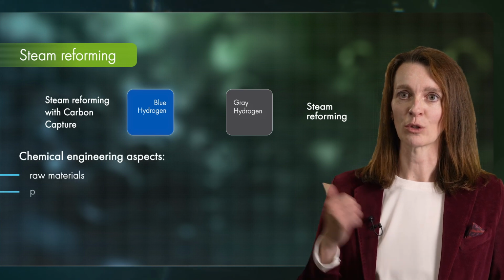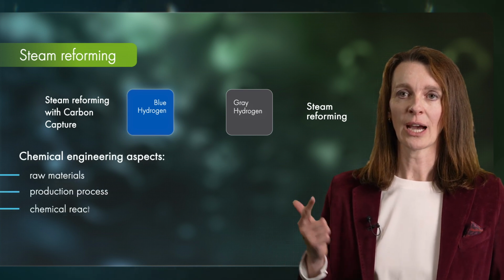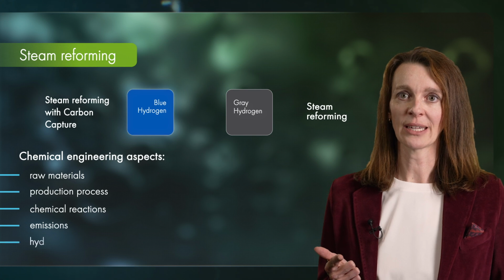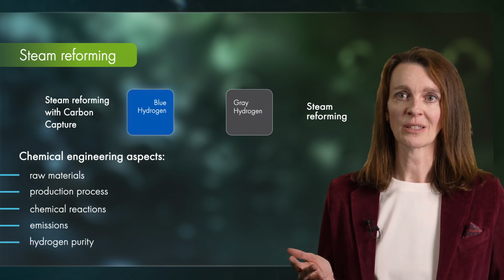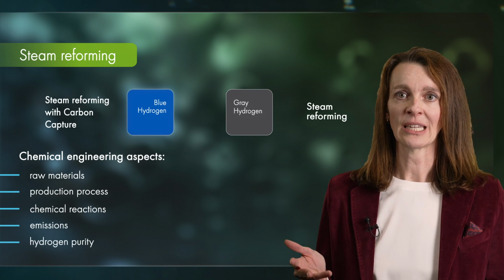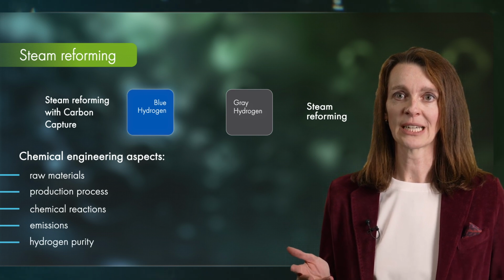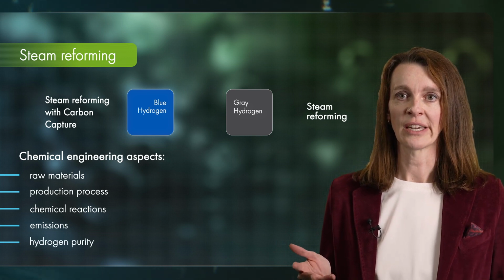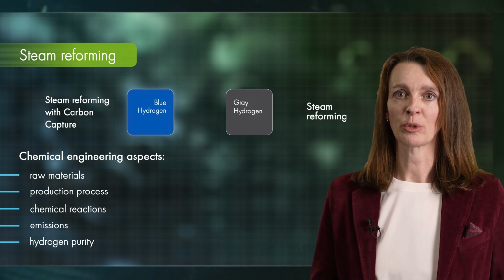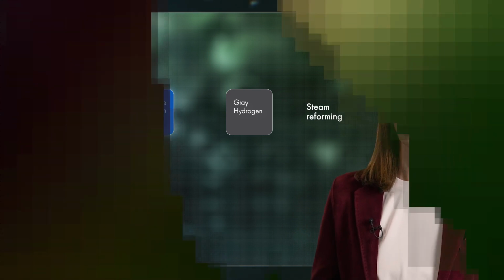These are: which raw materials are used? How does the production process look like? Which chemical transformations take place? This goes hand in hand with the formation of byproducts and the question about emissions. And finally, which product purity can be achieved?